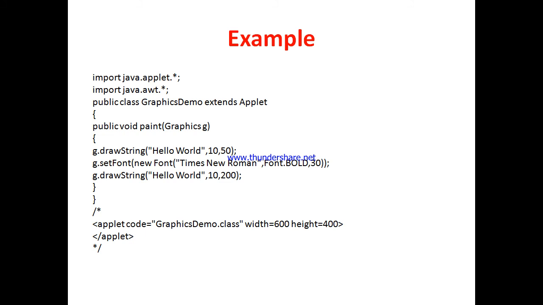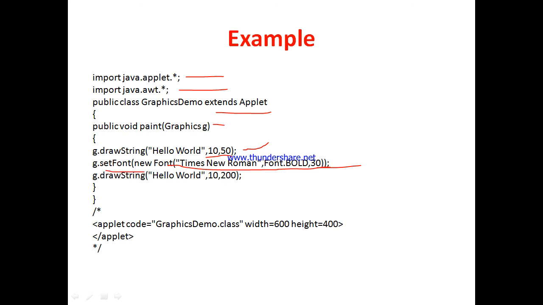In this example, we have imported the applet package and the awt package, and extended the Applet class. Inside the paint method, the drawString method is used, displaying the string Hello World at position 10 and 50. After displaying the string, we are setting the font. When setting the font, we use new Font, which has 3 parameters. The first parameter is the font name, we have written Times New Roman. Next is the font style, we have written Font.BOLD, and the third parameter is the font size. This Font object is passed to the setFont method.